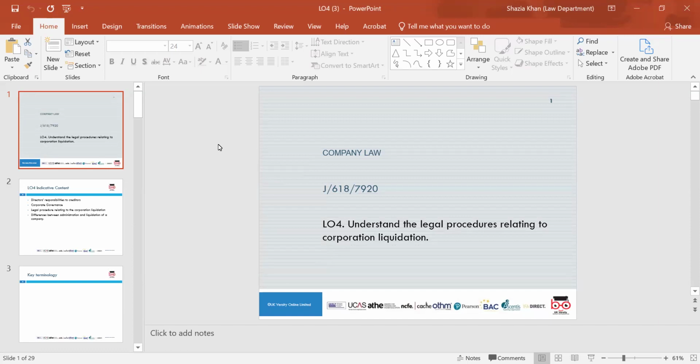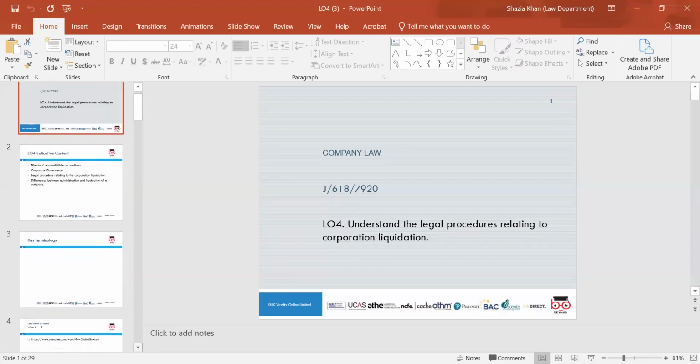Before I carry on with learning outcome 4, I just want to give you a summary of what we did in the last session, which was learning outcome 3. In the last session, we were looking at understanding the rights of shareholders and minority shareholders. We looked at 3.1, analysing the rights of shareholders in public and private limited companies. We looked at the rights of shareholders in public limited companies firstly, and the issue of transferability of shares and how that works.